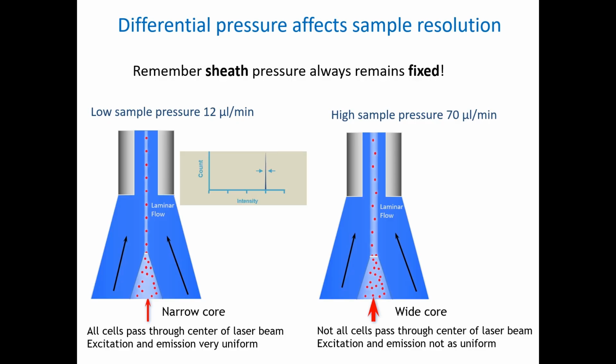The result, as we see in a sample of beads here, is that at low sample pressure, the bead peak is very narrow and uniform. This is essential for applications like DNA ploidy and S-phase, where resolution of close peaks is necessary. At high sample pressure, the same beads give a much wider distribution, which will reduce resolution between peaks, but it's perfectly adequate for many applications, such as immunophenotyping.